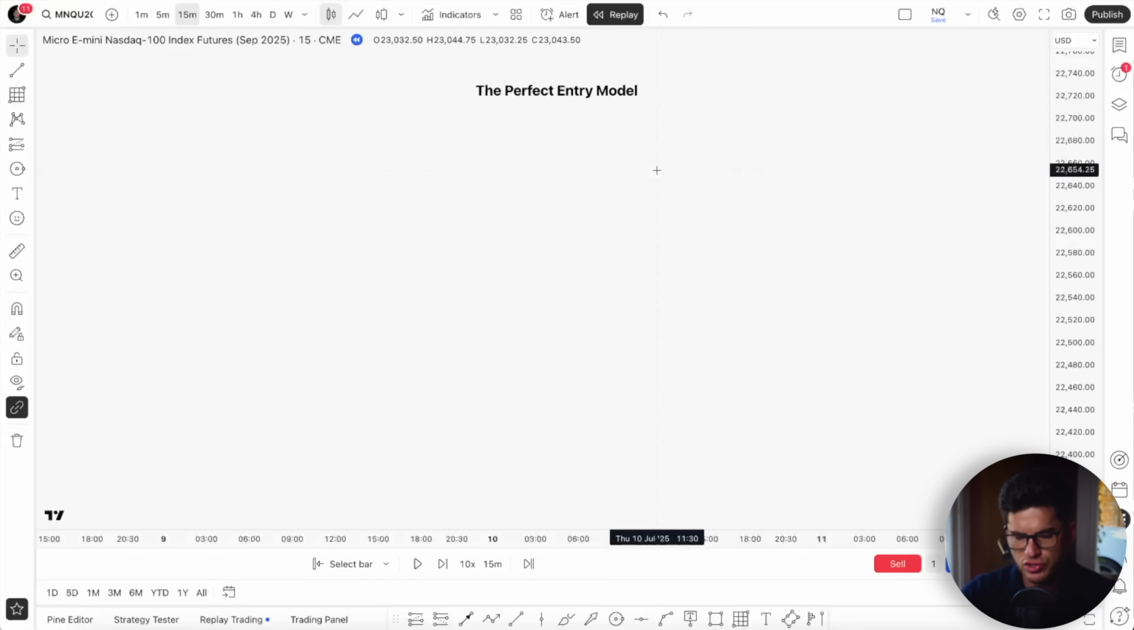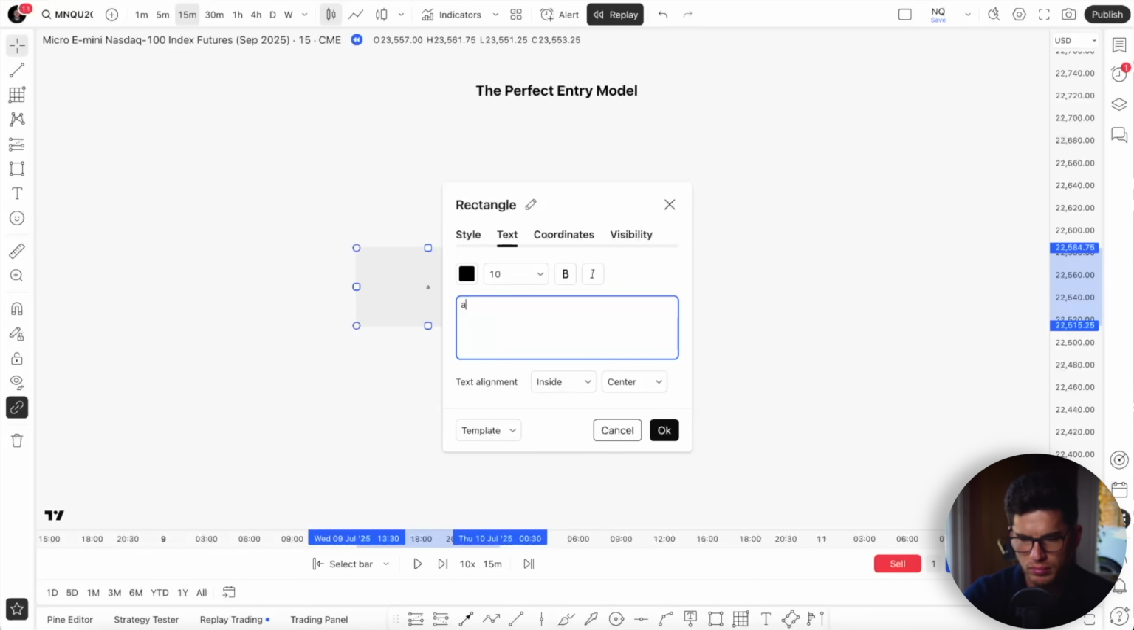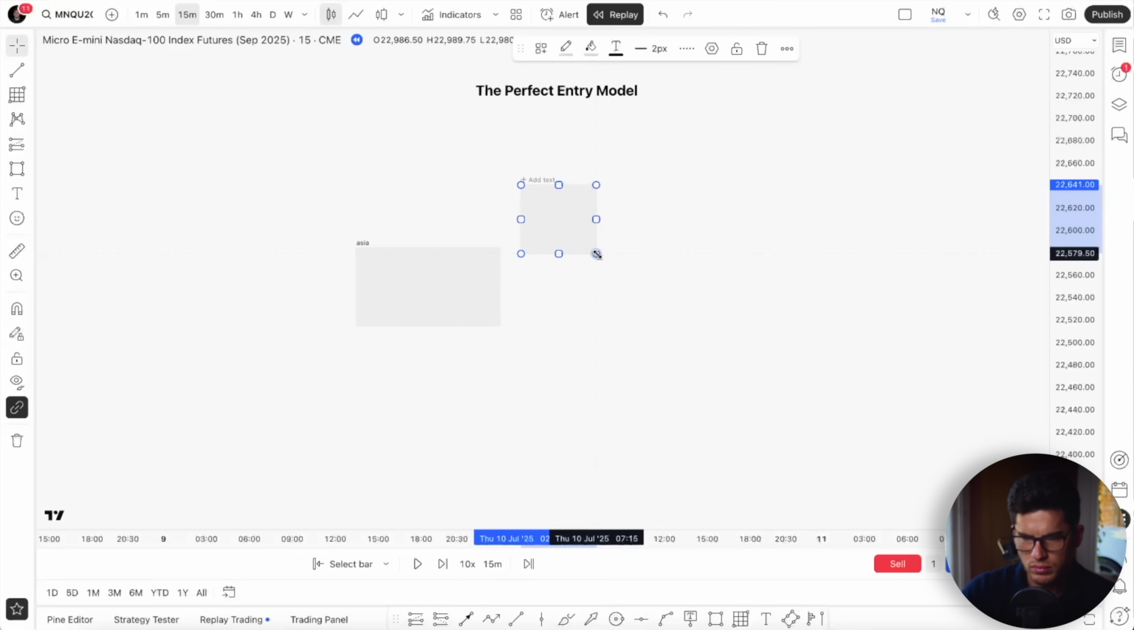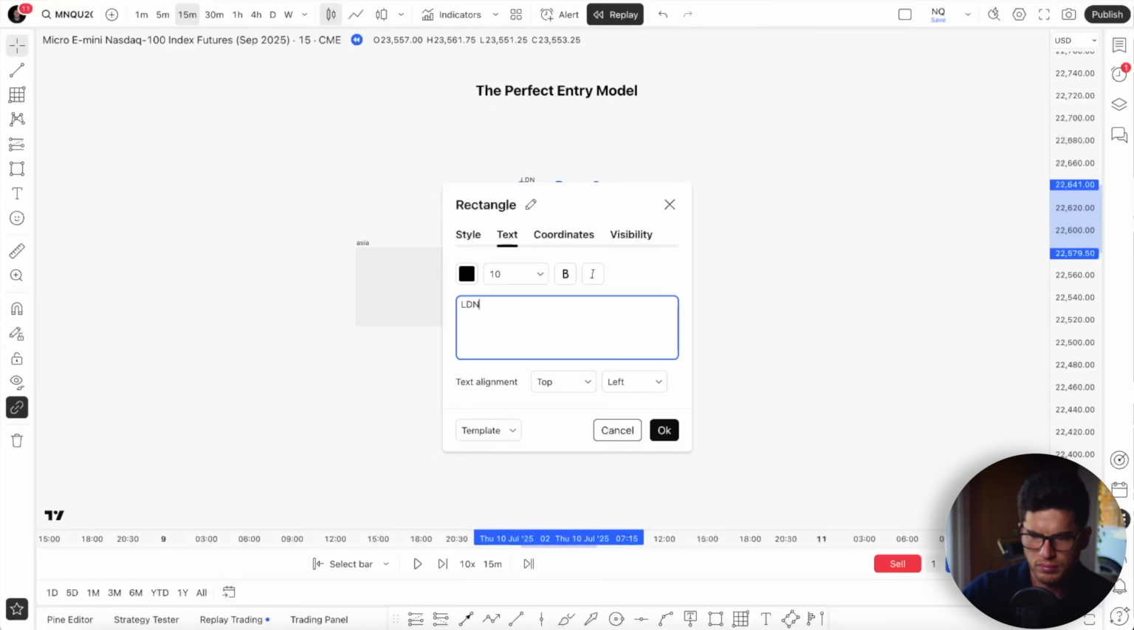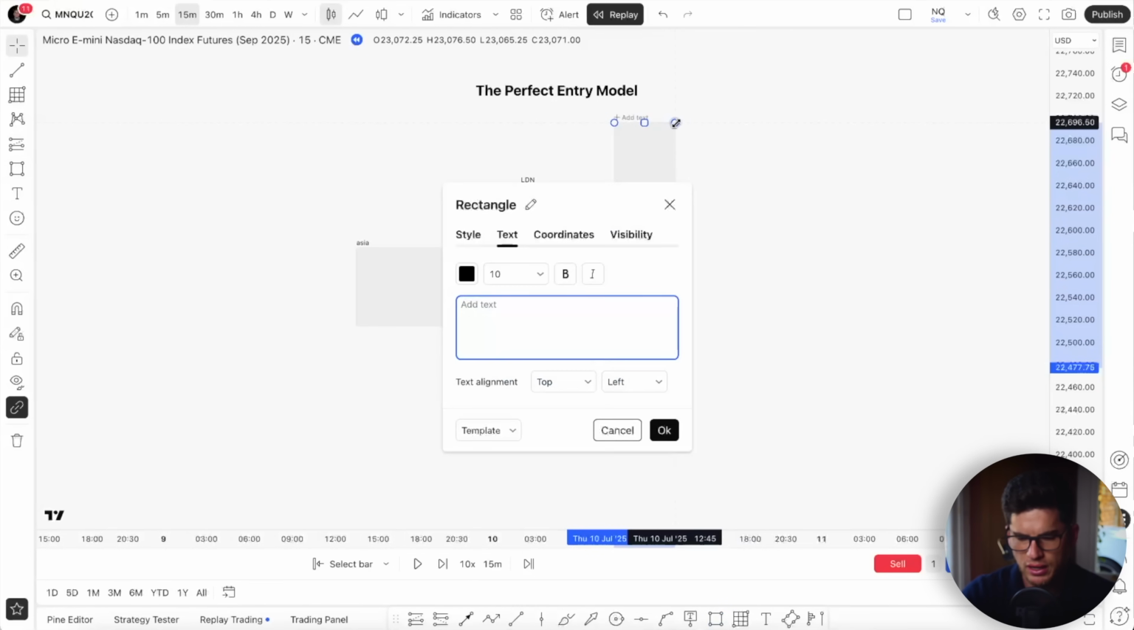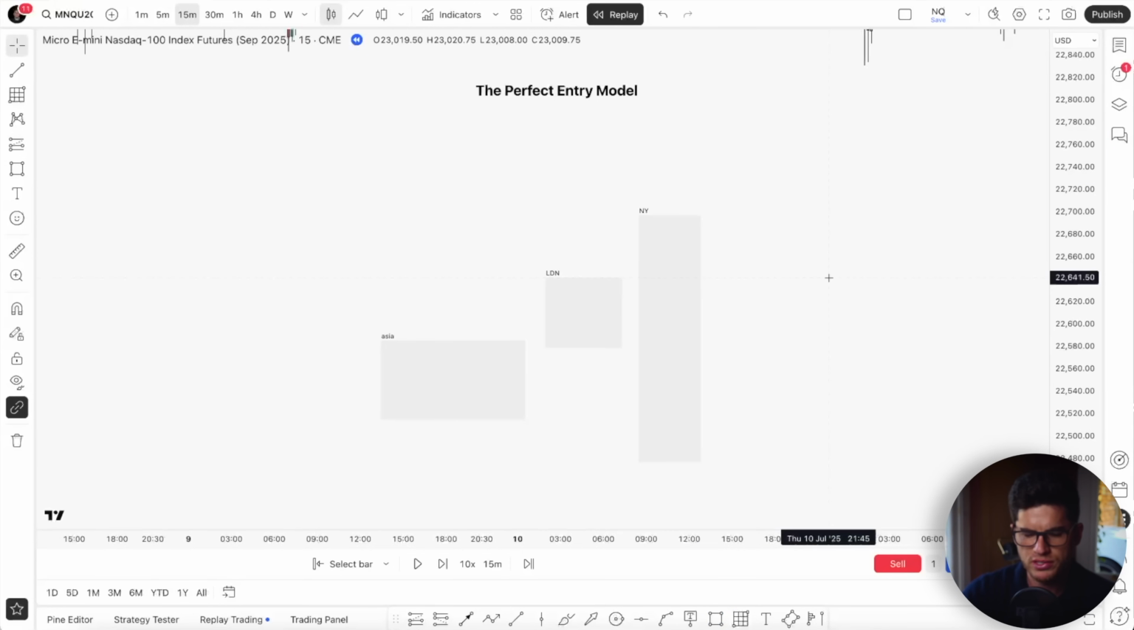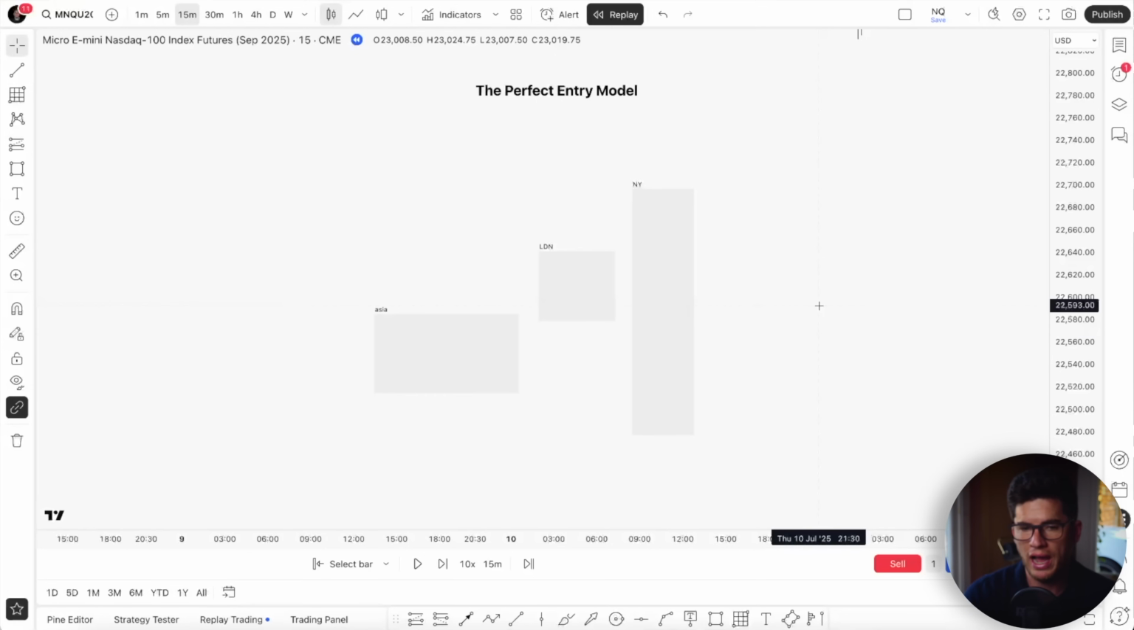But first of all, let's draw on the actual entry model. So first of all, we have our kill zones, which are Asia session, London session, and New York session. These are the time frames that we want to be aware of where certain levels of liquidity and volume are entering the market. Now, this depends on what asset you're trading.